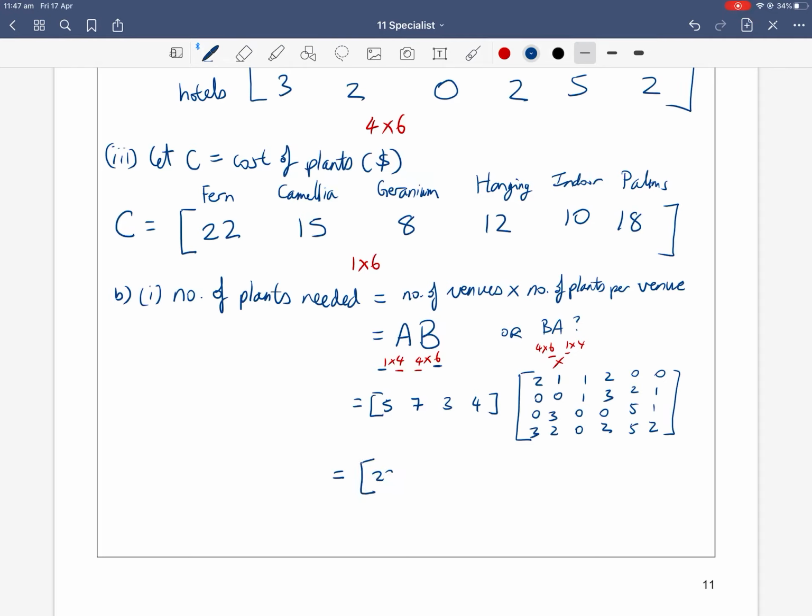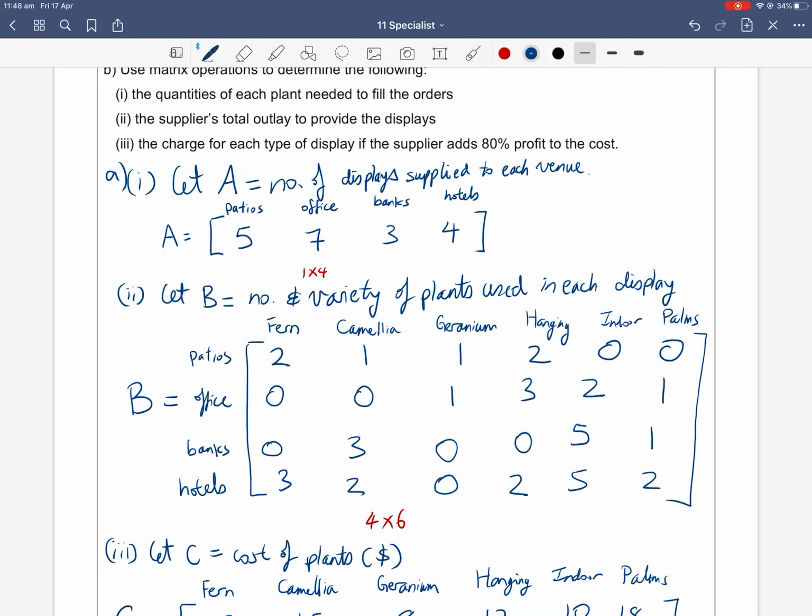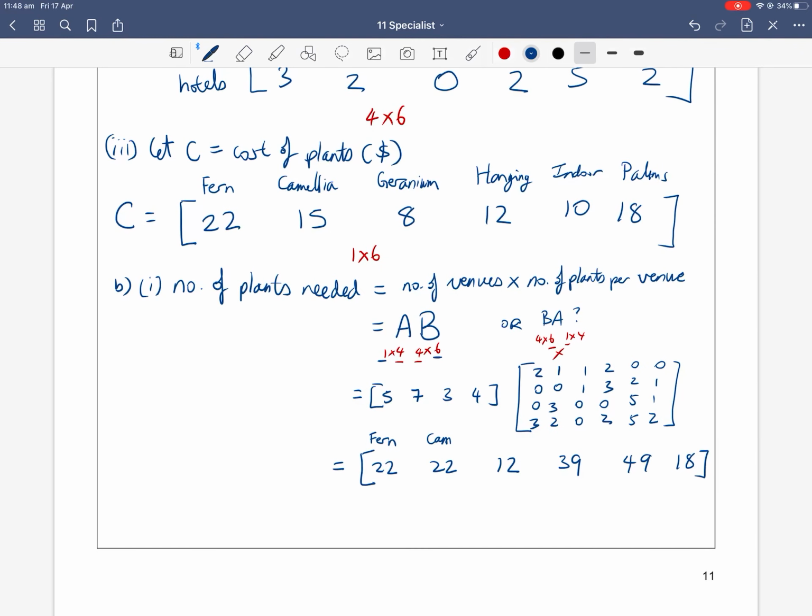So you can either multiply it out using a brain or using a graphics calculator. So we get 22, 22, 12, 39, 49, and 18. So if we label across the top, this represents the number of ferns. Then in the same order as how we labeled everything else, so we went fern, camellia, geranium, hanging, indoor, and palms. So again, order makes a big difference. You can't just randomly mix your orders around, otherwise your numbers will not make sense.